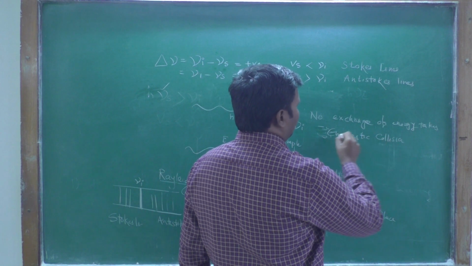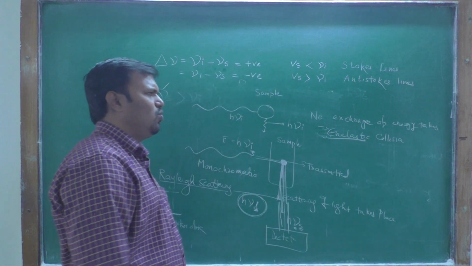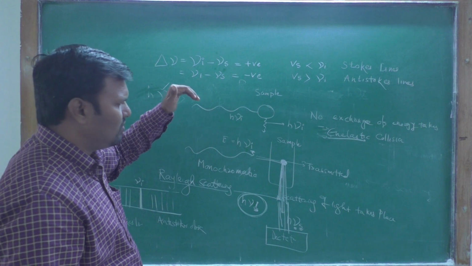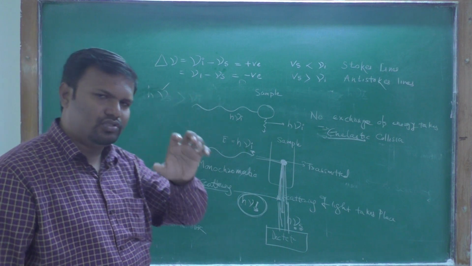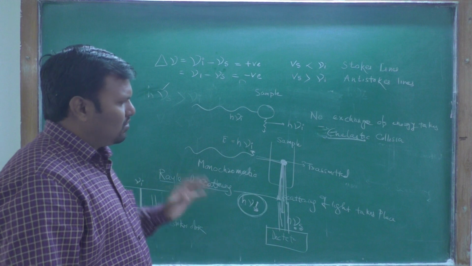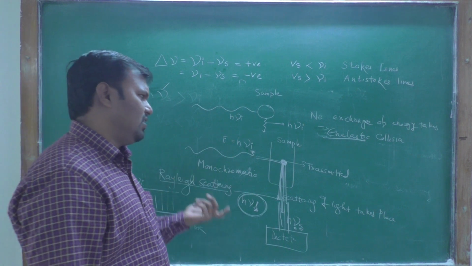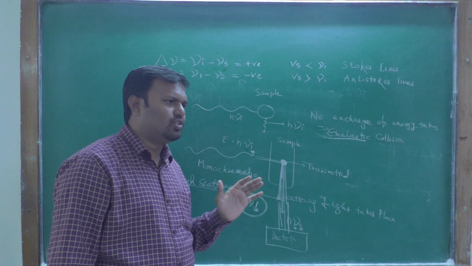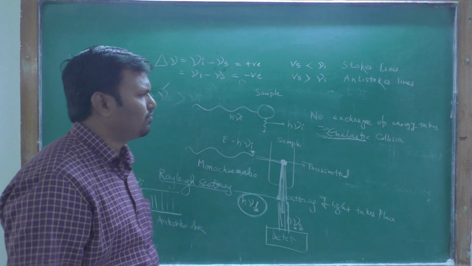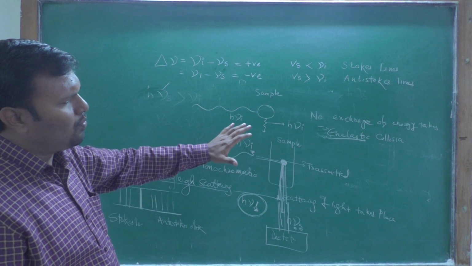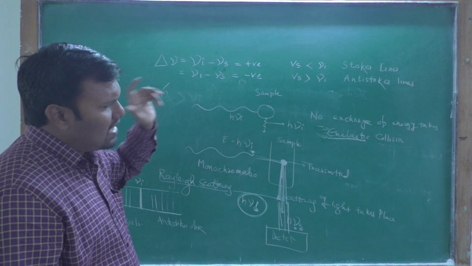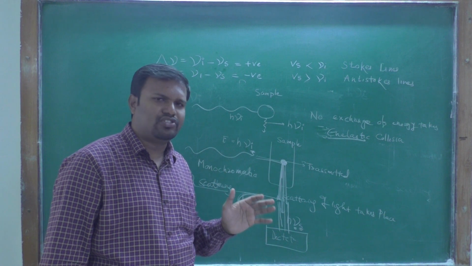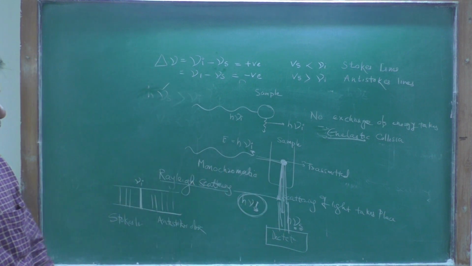In inelastic collision, no exchange of energy takes place. The energy of incident light will be equal to the energy of scattered light. Therefore, that type of collision is called an inelastic collision. In this, no energy exchange takes place. Okay, the second type of collision.